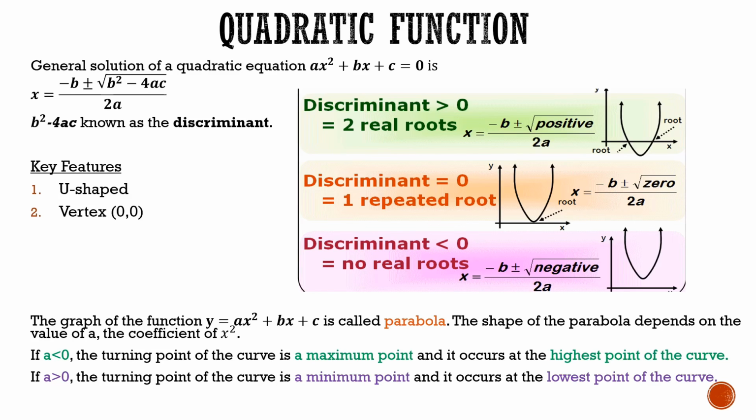The key features: the quadratic's graph is U-shaped and, for the basic form, the vertex is (0, 0). The graph of the function is called a parabola. The shape of it depends on the value of a, the coefficient of x².